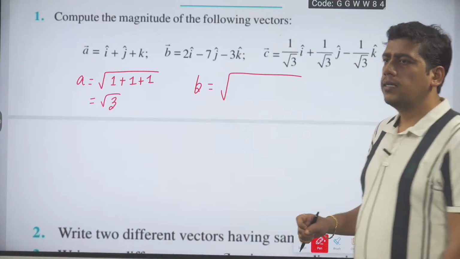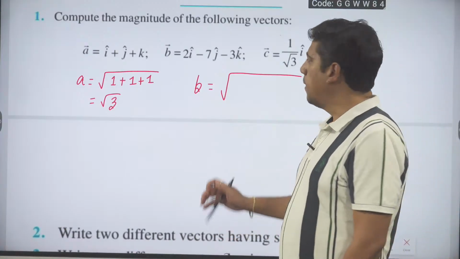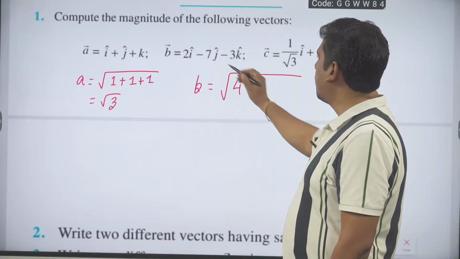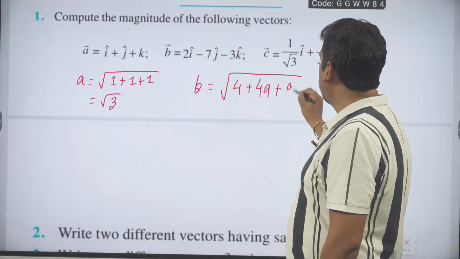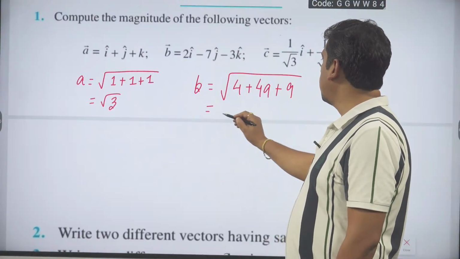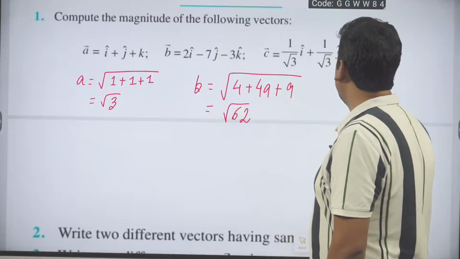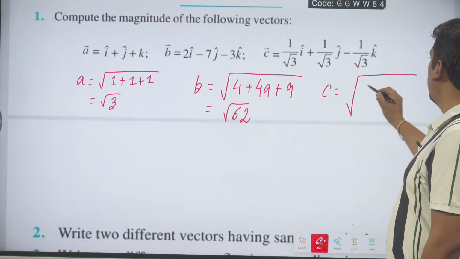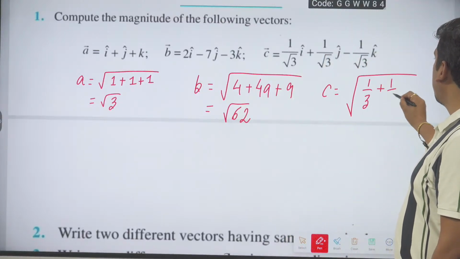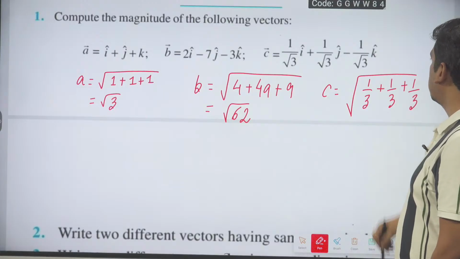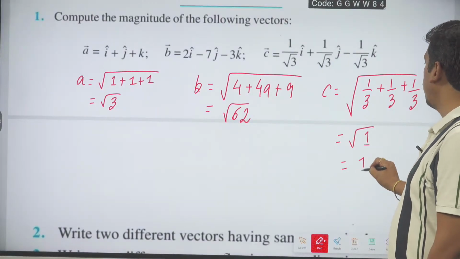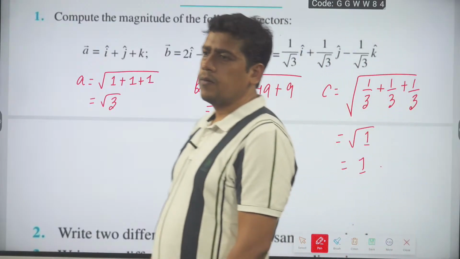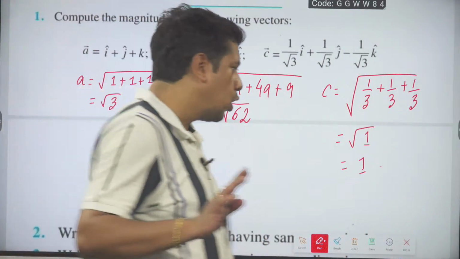Okay, let's check it. 4 minus 7 doesn't matter, as I told you. It will be plus 49 plus 9, 13. Yes, you are correct. And similarly here also, it will be 1 by root 3 square. So it will be 1 by 3, so it will become under root 1, which will be 1 only. Okay? So far so good?